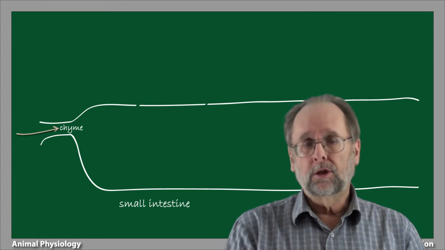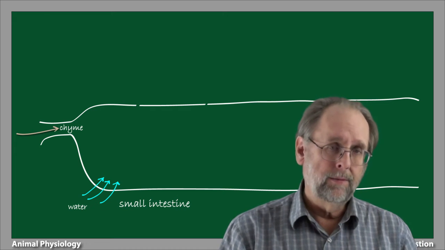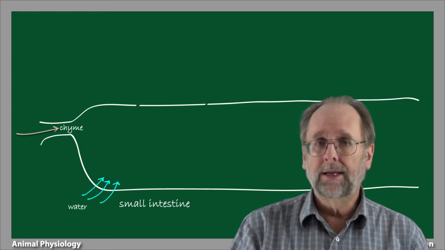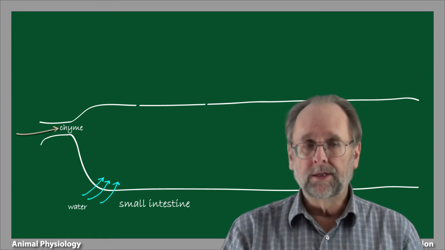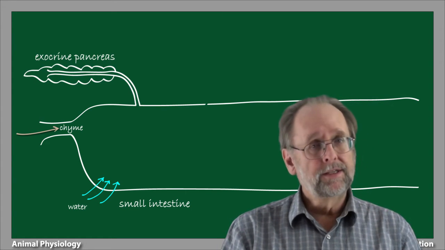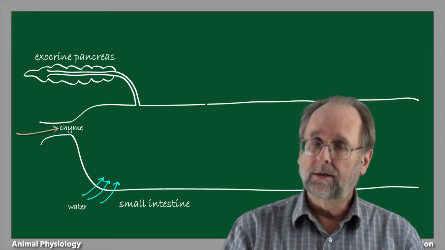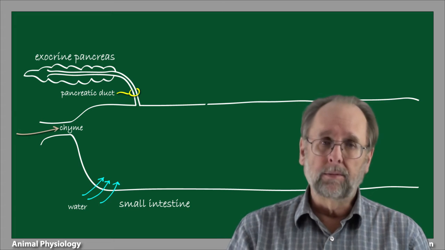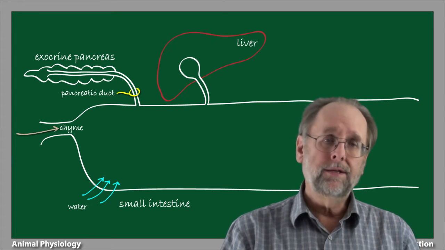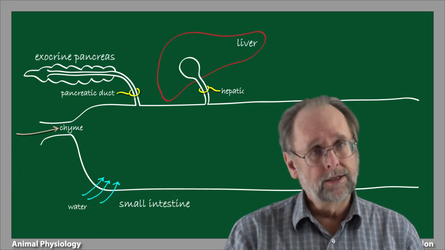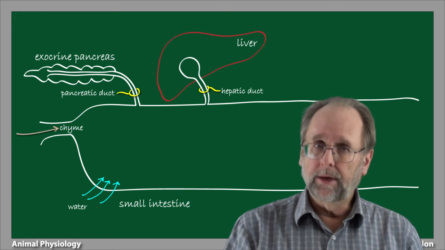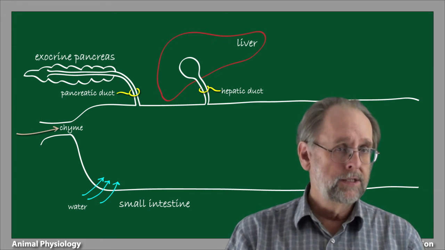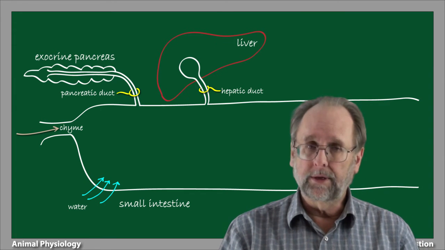The small intestine secretes considerable water into the chyme to help dilute it, but more must be done, and there are accessory structures that help in this. One is the exocrine pancreas, which feeds into the small intestine via a duct, the pancreatic duct. The second is the largest gland of the body, the liver, which connects into the small intestine via the hepatic duct. In many vertebrates, the pancreatic and hepatic ducts merge before emptying into the intestine, but we're going to draw them separately here.